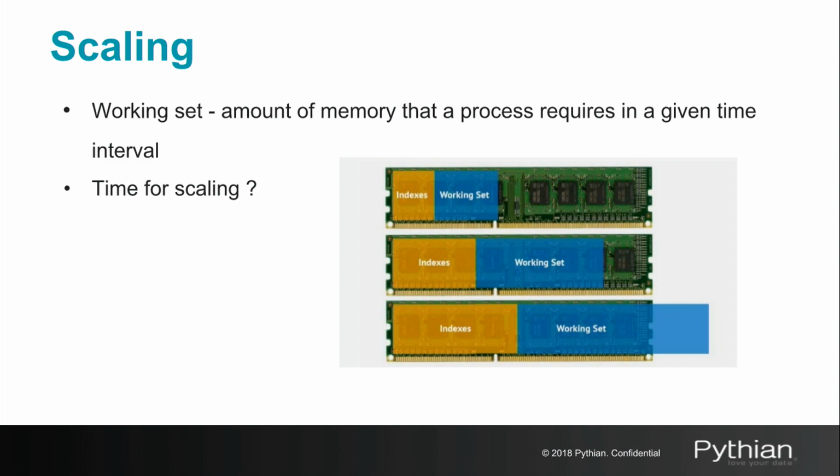Other than the working set, your database is also storing the indexes in memory. So as your database grows over time, both indexes and the working set will grow. At one point, the indexes and the working set will outgrow the memory on your server. And that's usually the time when you need to scale.